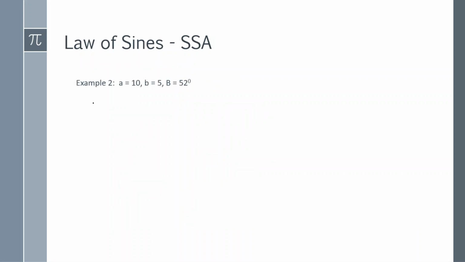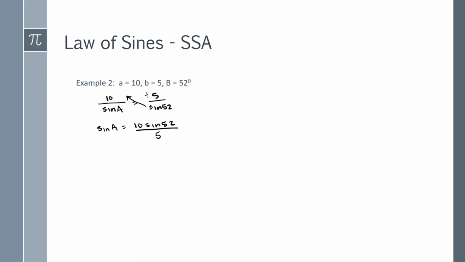So let's take example 2. I'll have 10 over the sine of A equals 5 over the sine of 52. Now notice these are the same numbers as in the previous example, but I flip-flopped my opposite and adjacent. So this means the sine of A is going to be 10 times the sine of 52. I'll cross multiply, and then we divide. This is how we solve proportions, right?